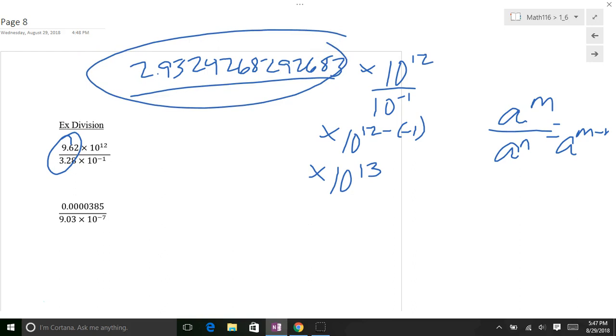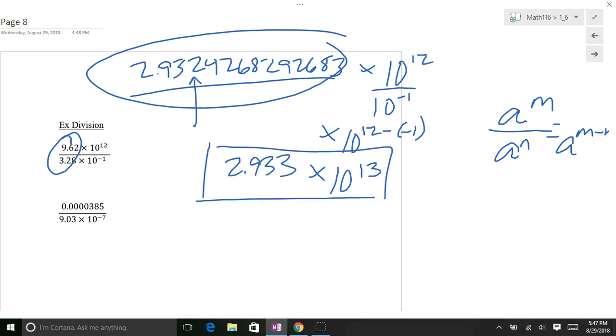Okay. So now you have 2.93 and so on, but luckily this part is fine because it's greater than or equal to 1, but it's less than 10. So I'm just going to cut it off. Let's say we're rounding to the nearest thousandth or something. So I'm going to say 2.933 times 10 to the 13th on that one.